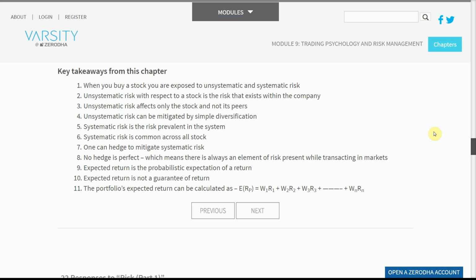No hedge is perfect, which means there is always an element of risk present while transacting in markets. Expected return is the probabilistic expectation of a return. Expected return is not a guarantee of return. The portfolio's expected return can be calculated as ERP equals W1R1 plus W2R2 plus W3R3 plus WNRN.